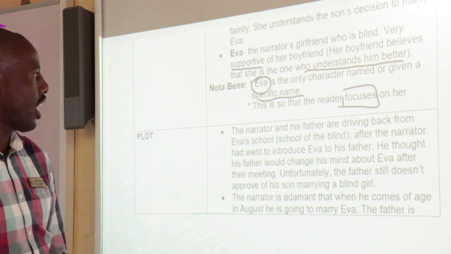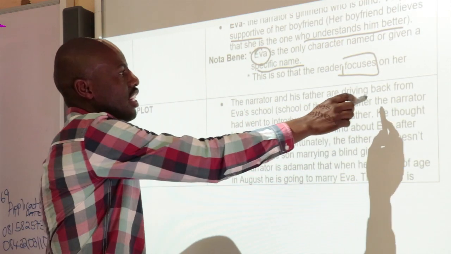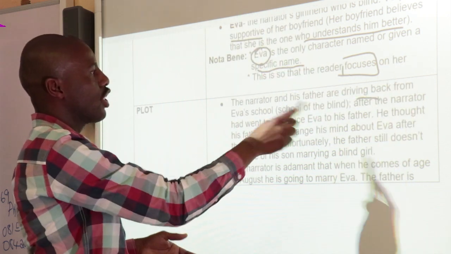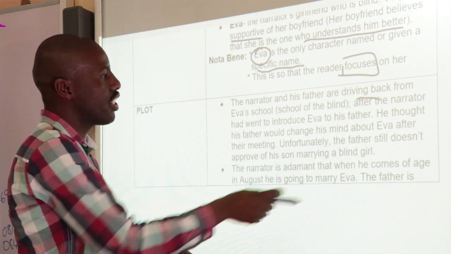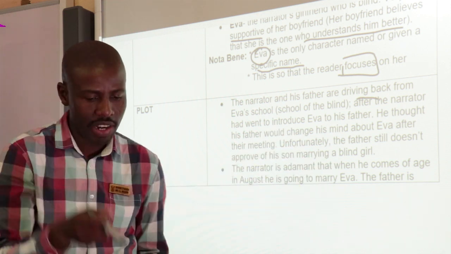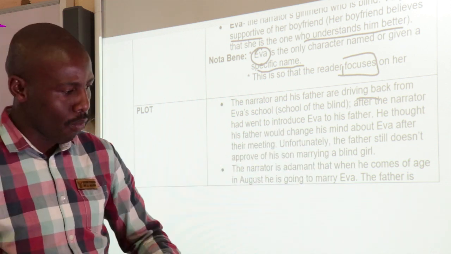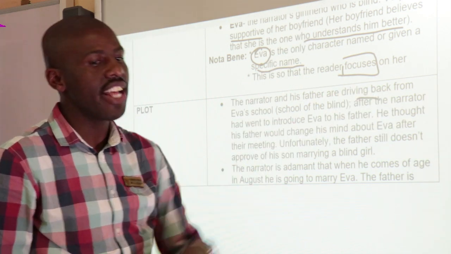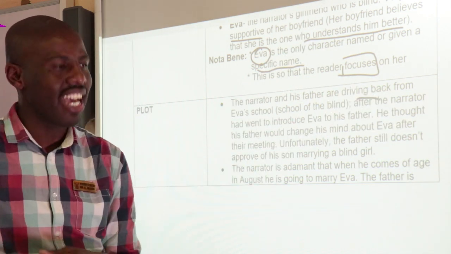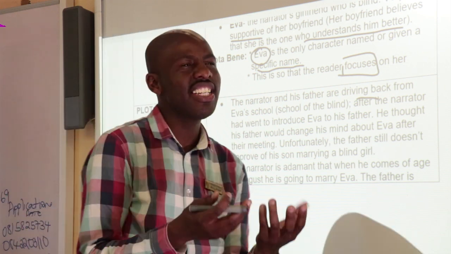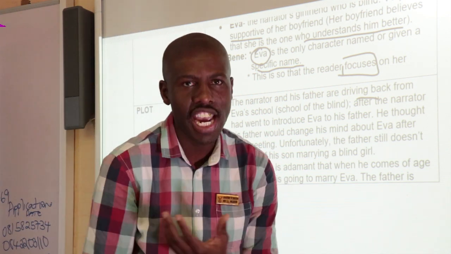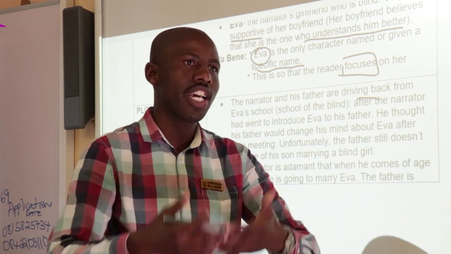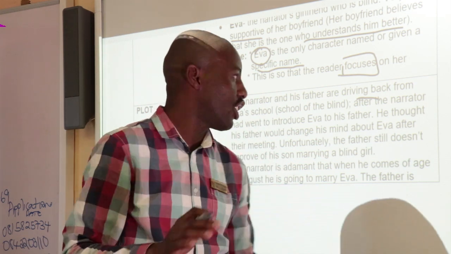Plot, how does the story happen? At first we see the narrator and his father driving back from school. It is where Eva was schooling. He thought his father would change his mind about Eva after their meeting. Now, at first we learn that the mother went to the school to see Eva, and then the son also took the father, thinking after seeing her and seeing the angel in her, the inner Eva, maybe the father will change the position and say, it's fine, my son, you can marry. But unfortunately, he did not change.